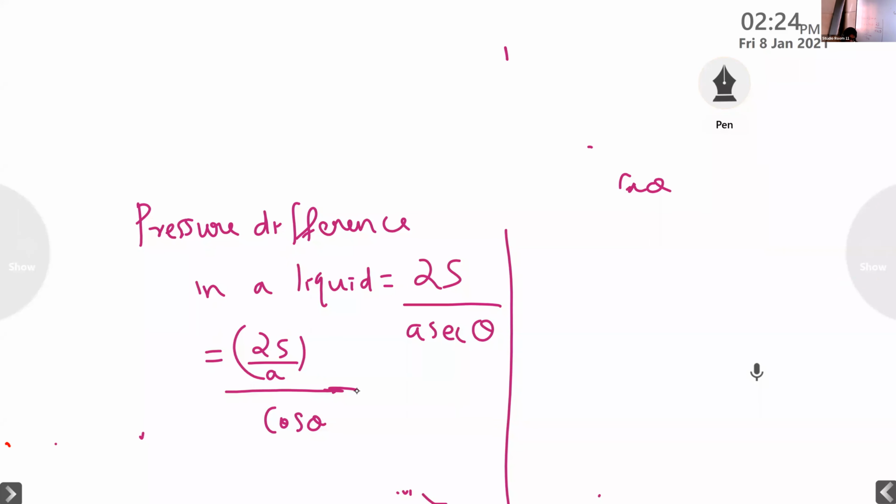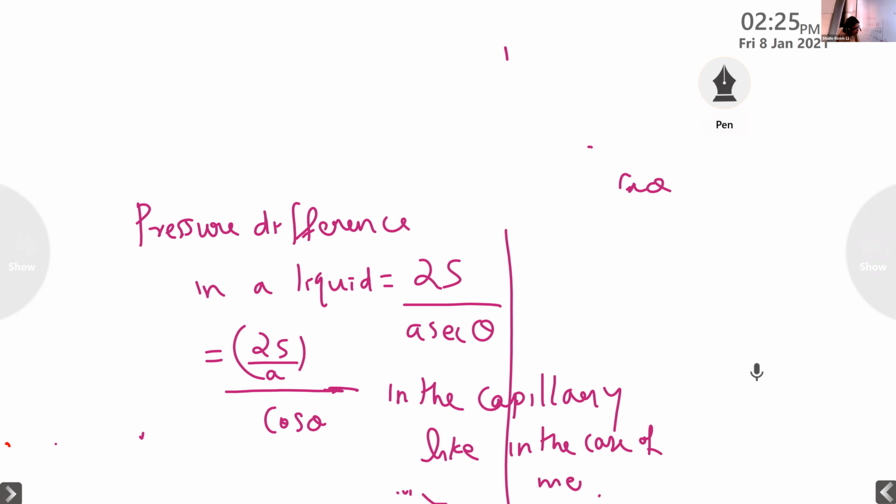Then the next line you can write, if cos theta is negative, liquid will be lower in the capillary, like in the case of mercury.